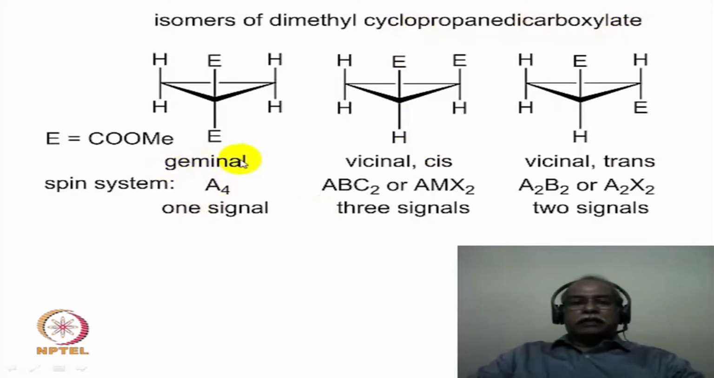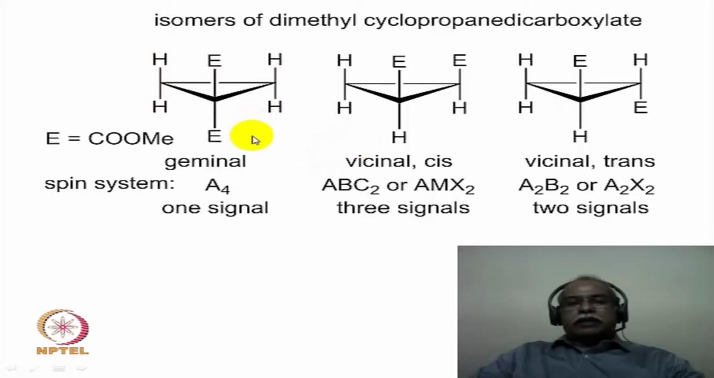Now if you take the geminal diester and look at the number of spins, these are the 4 hydrogens in the molecule. So we need to identify whether all these 4 hydrogens are the same or different. From the symmetry point of view, the molecule has a plane of symmetry passing through this particular carbon and bisecting this carbon-carbon bond, and such a plane of symmetry would put this hydrogen and this hydrogen into a mirror image relationship. So the 4 hydrogens are essentially identical in their chemical environment.